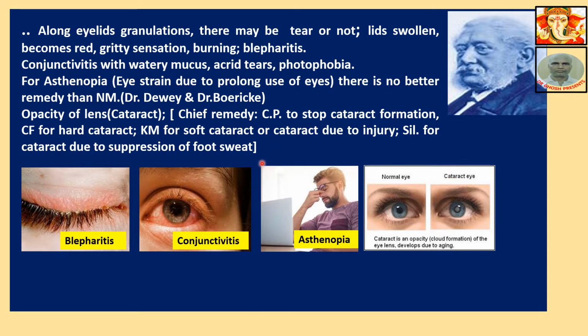So there are many particular situations where a particular salt is very important. Please remember this. The pictures have been shown here. This is blepharitis, this is conjunctivitis, this is asthenopia, and this is cataract in the eye and the normal eye. In the normal eye, you see the dark black ring. This is the iris. Through the iris, you look directly into the lens, and this lens has been fibrosed, that is cataract formation. So it is seen as a gray matter.